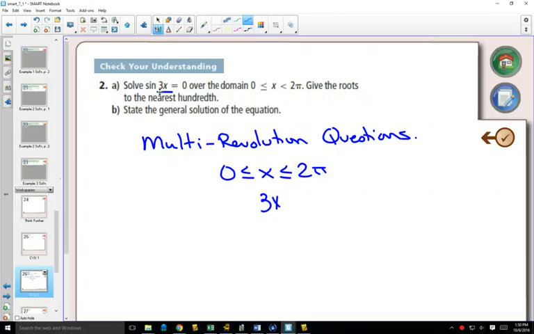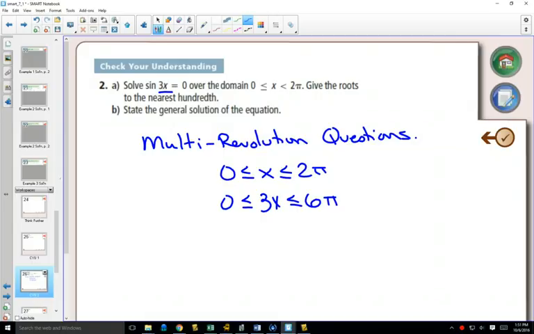So if we start with a question that says solve between 0 and 2 pi, but instead of having an x inside, we have a 3x, that 3x will be between 0 and 6 pi. And 0 to 6 pi is like going 3 times around the circle. That's why I call it a multi-revolution question, because instead of going once around the circle, we're going 3 times around the circle. How do we solve multi-revolution questions? You skip them. No. You solve them like normal.